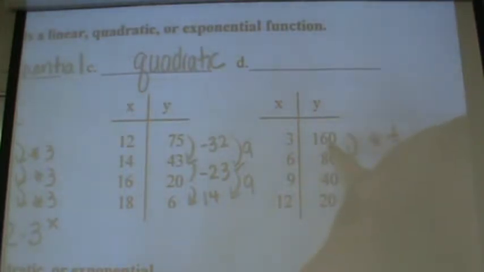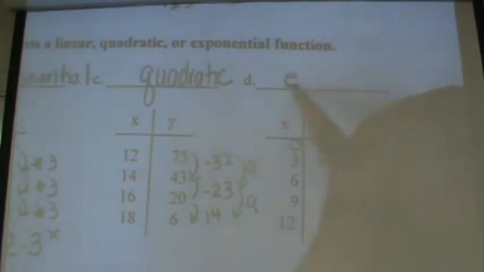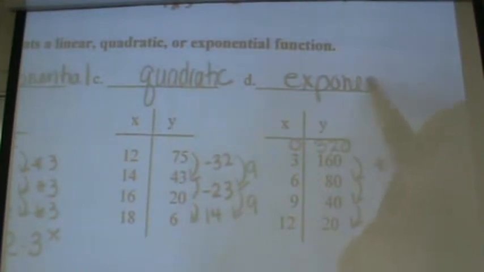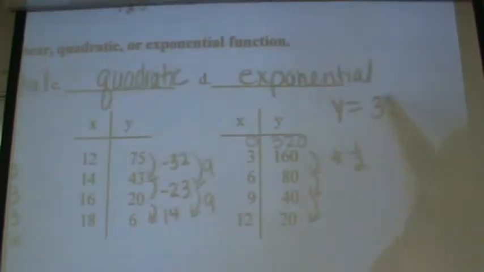So what would this be? 320, and this would be 0. So can anyone give me the equation? Y equals 320 times 1/2 to the x power.